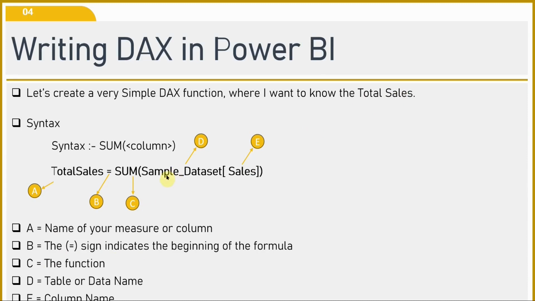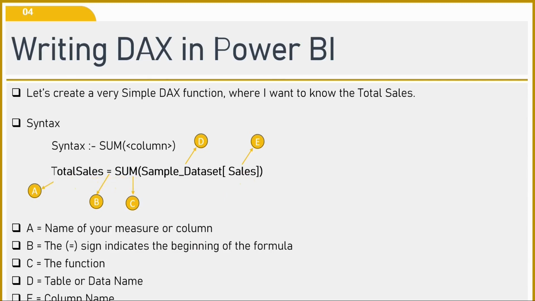D is my table name, or the data that is associated in Power BI. And E is the column name. So the column name that I'm referring to is the sales column. Okay, so this is how you can write a DAX in Power BI.